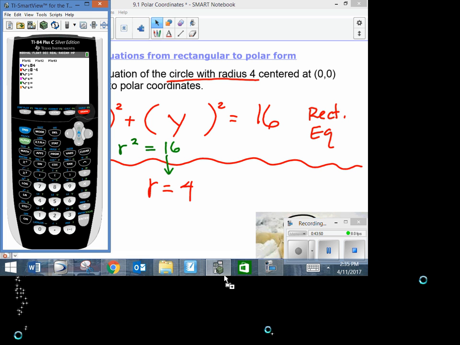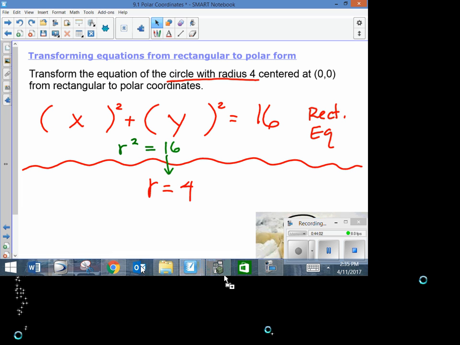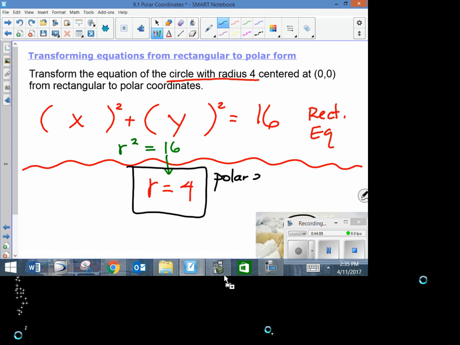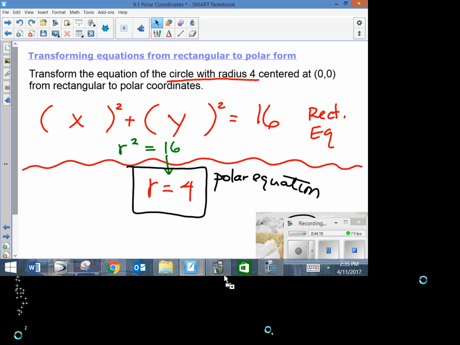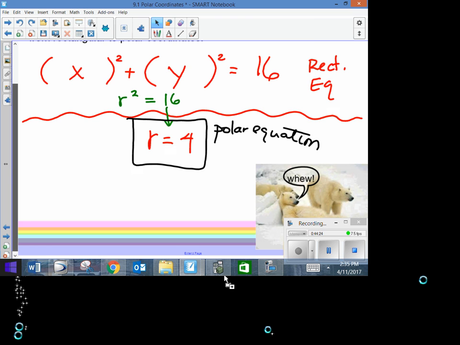What does that look like? There's R equals 4, there's R equals negative 4. See, they're the same thing. So anyway, if you can get that right there, you're looking for polar coordinates, this is it. A polar equation. So you wouldn't have an angle, you just have that? Correct. Yes.